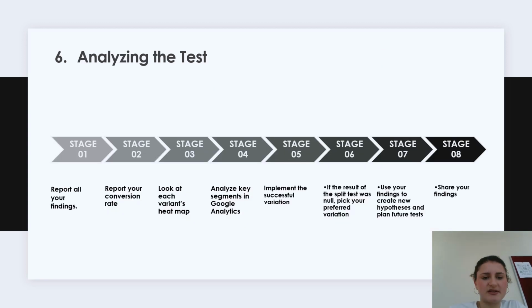And the 6th step is analyzing the test. Here we have 8 stages. The first one is reporting all our findings. The second one is reporting our conversion rate. The third one is looking at each variant's heat map. The fourth one is analyzing key segments in Google Analytics.